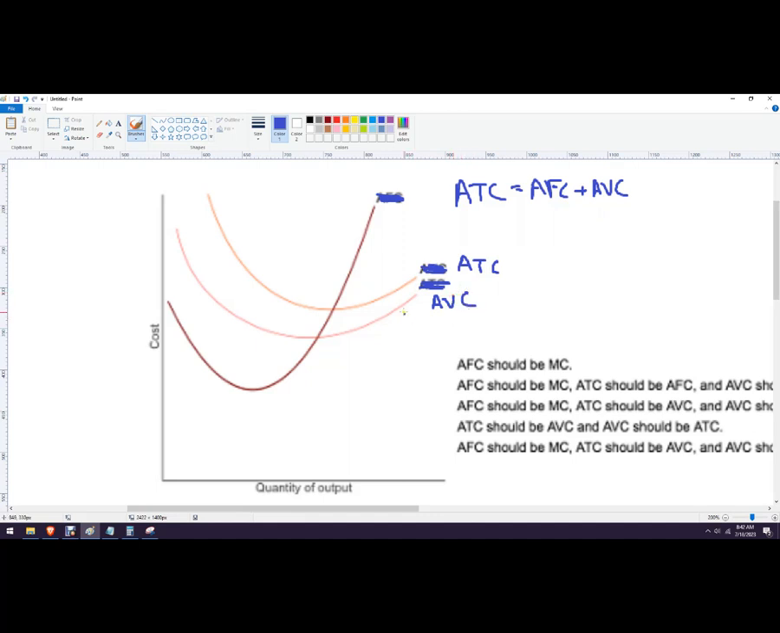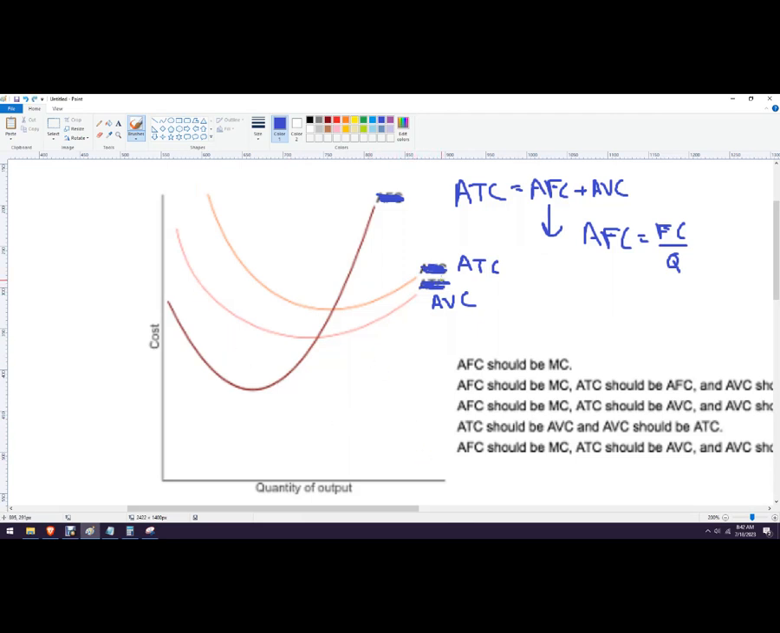Average variable cost is what moves average total cost, because average fixed cost is basically going to decrease, because average fixed cost is the fixed cost divided by the quantity. So as the firm produces a higher level of quantity, the average fixed cost is going to decrease. So average fixed cost isn't even here at all. It's going to look something like this, a downward L shape like that.